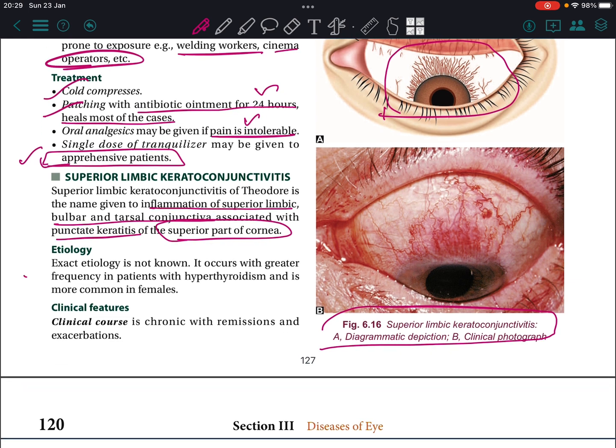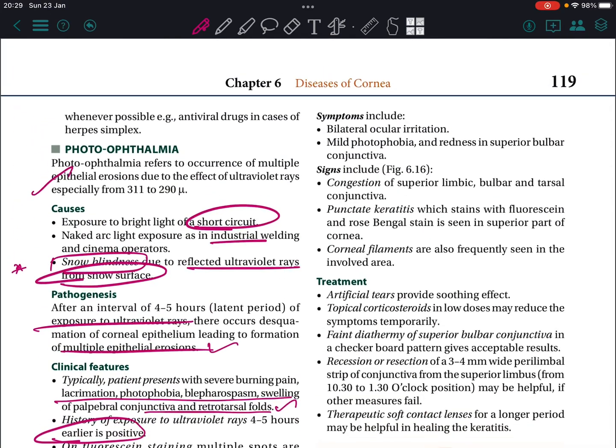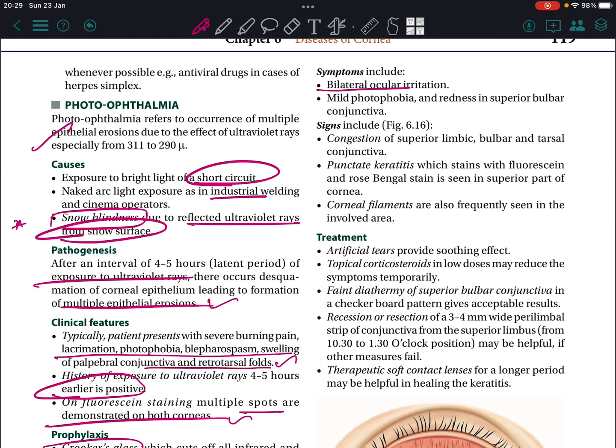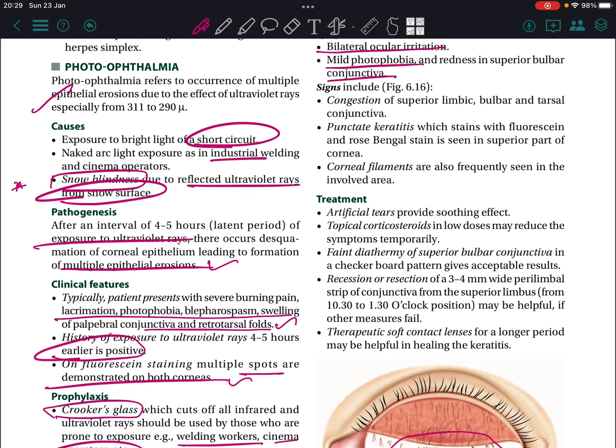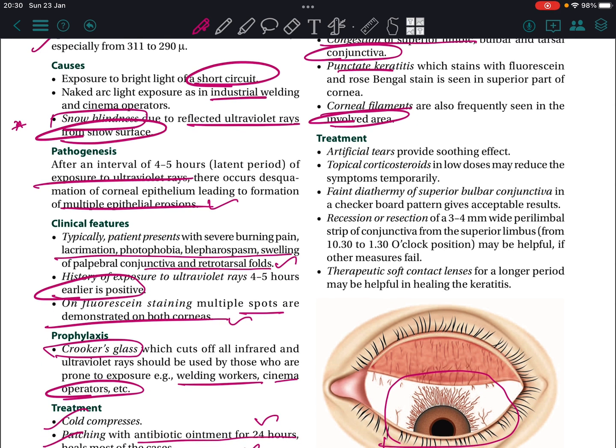Etiology: exact etiology is not known. It occurs with greater frequency in patients with hyperthyroidism, more common in females. Clinical feature: clinical course is chronic with remissions and exacerbations. Symptoms include bilateral ocular irritation, mild photophobia, redness and superior bulbar conjunctiva. Signs include congestion of superior limbic bulbar and tarsal conjunctiva. Punctate keratitis. Corneal filaments are also frequently seen in the involved area. Punctate keratitis, which stains with fluorescein and rose bengal stain, is seen in the superior part of the cornea.